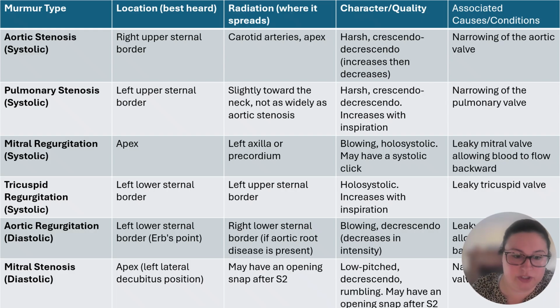Mitral regurgitation is also a systolic murmur. This is located at the apex. It would radiate to the left axilla or precordium. It's a blowing holosystolic murmur. It may have a systolic click in character, and it's associated with a leaky mitral valve allowing blood to flow backward.